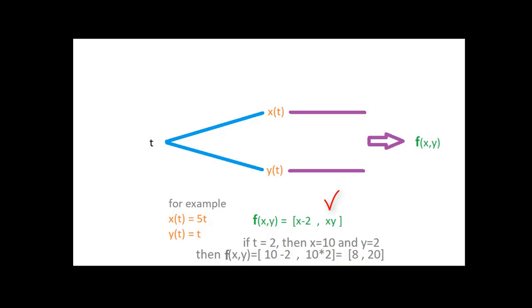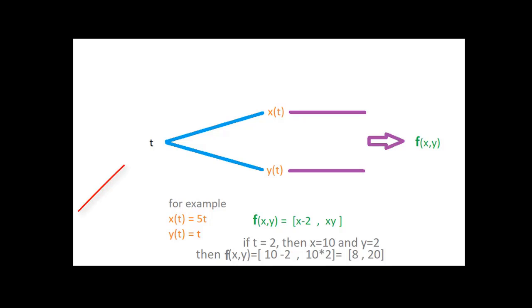We just said that after we put t equals 2, x became 10 and y became 2, and then we calculate from here what the output is. So x is 10 minus 2, so we get 8, and 10 times 2, so we get 20.